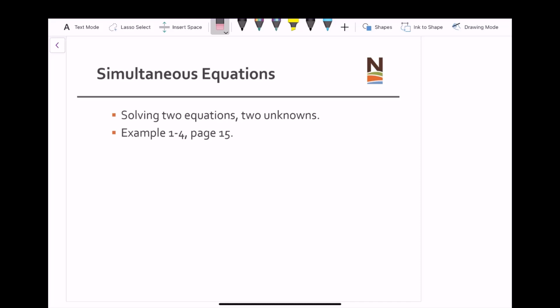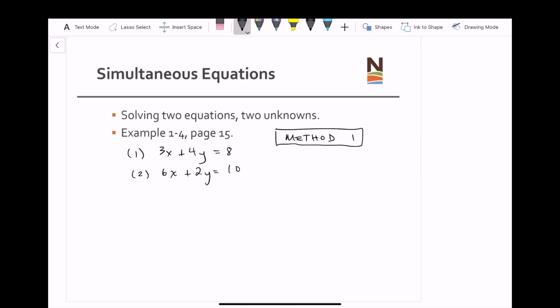So looking at page 15 for example 1-4, our two equations are as follows. Equation 1 is 3x plus 4y equal to 8. And equation 2 is 6x plus 2y equal to 10. Now there are two methods that we can apply to solve this type of problem.